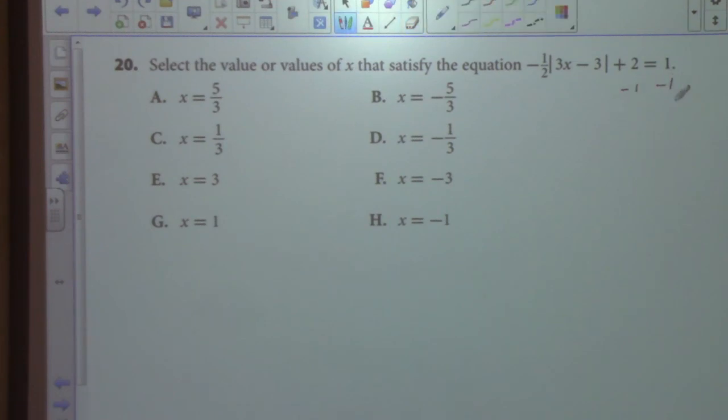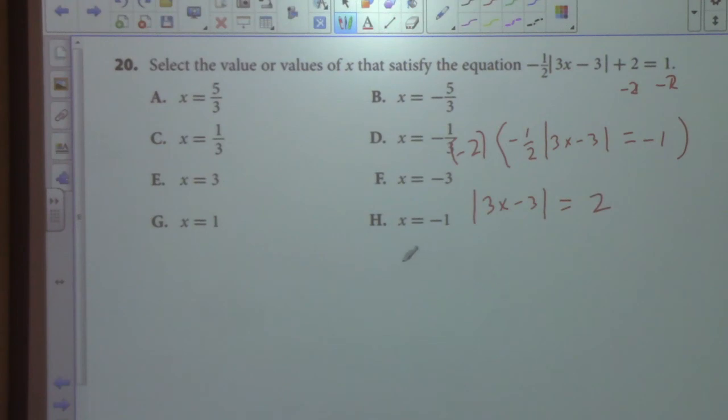Me. Subtract 1. Subtract 2, excuse me. So we would get negative 1/2. And multiply by negative 2. Is that Randy? Would you say that? Are you Randy? That was me. That was Atlee? So I agree. So 3x minus 3 equals, and we multiply that by negative 2, we get 2.